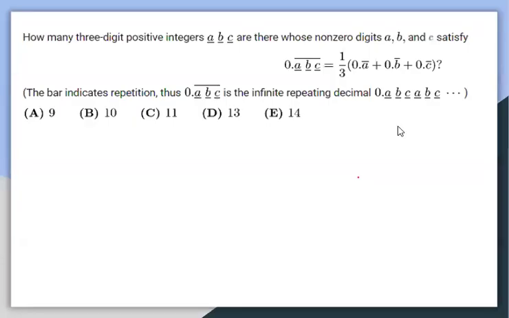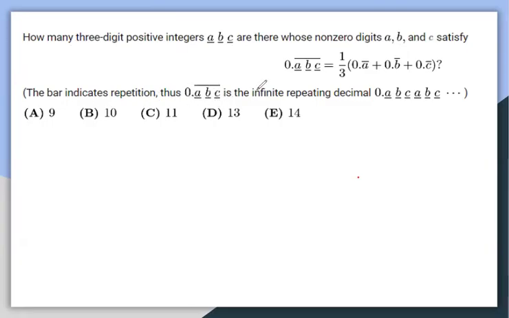Hello, everyone. So we have another AMC 10 problem. This was number 17 from 2022. The question says, how many three-digit positive integers ABC are given, digits ABC, that satisfy this equation? And then there's an explanation in the parentheses.